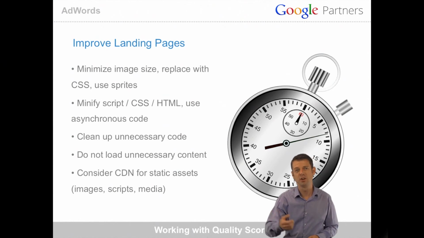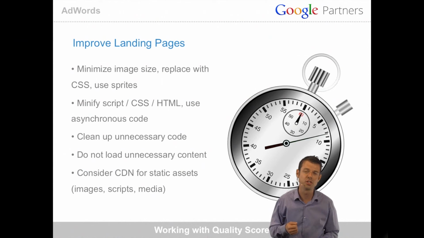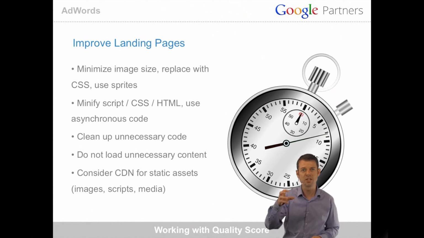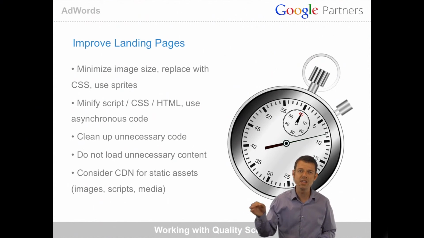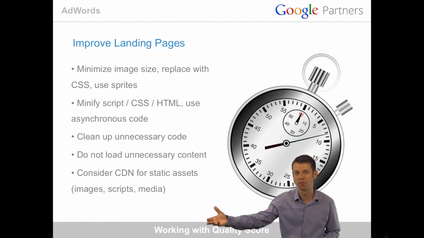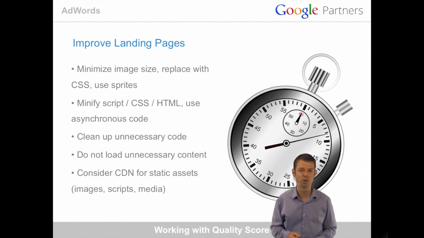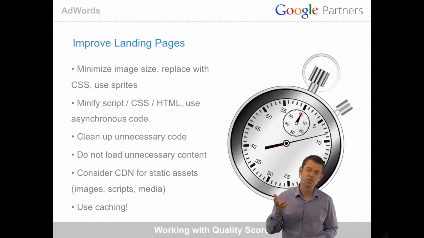And then consider using CDNs. These are content distribution networks. So these can take your static assets like your videos, your images, and they can distribute those to endpoints around the world so that any user, no matter where in the world they're coming from, they will get that download much more quickly. And they don't have to sit there waiting for it to be served from your one server, wherever that happens to be in the world. So use caching is the final idea that you have for making your landing pages load faster.